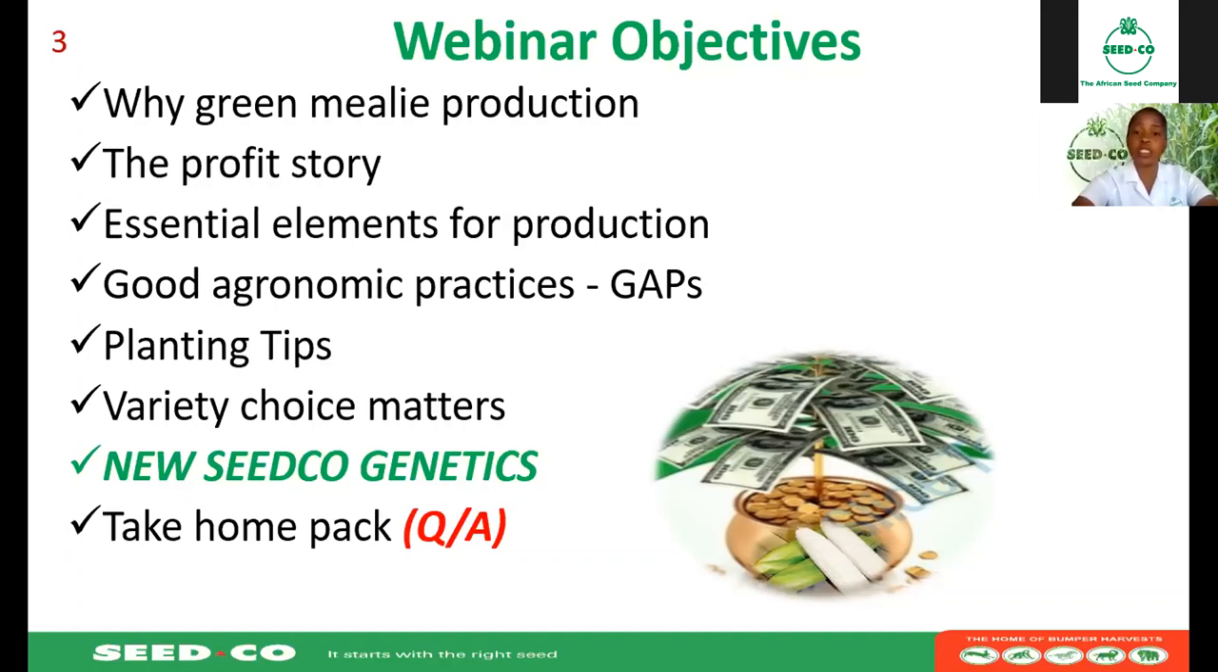We're also going to discuss the new Citco genetics that have been released this year, because at Citco, we believe in continuously improving and moving forward, moving with the times and embracing climate change by bringing on board climate smart varieties that speak to what is happening globally. So it's important for us to take note of the new genetics that are coming on board.